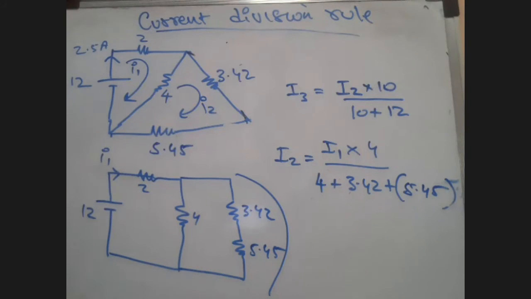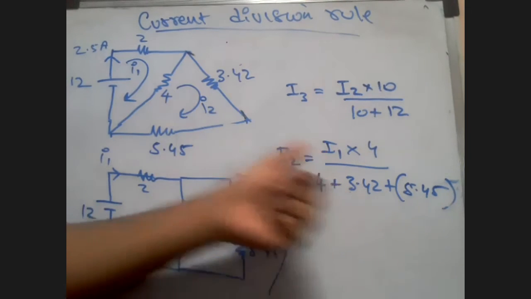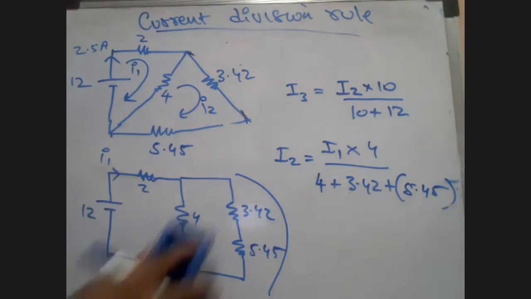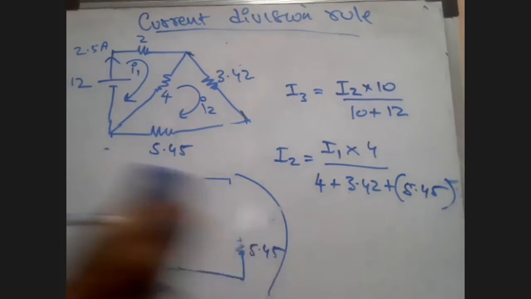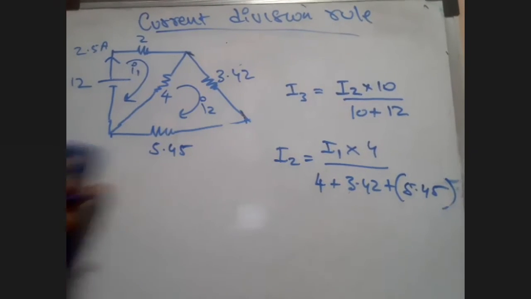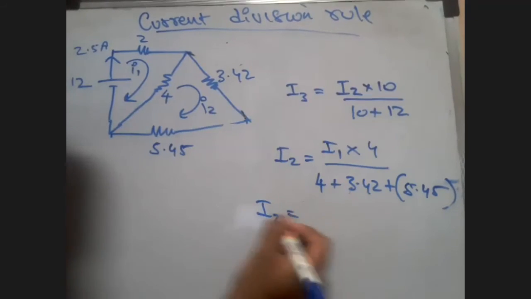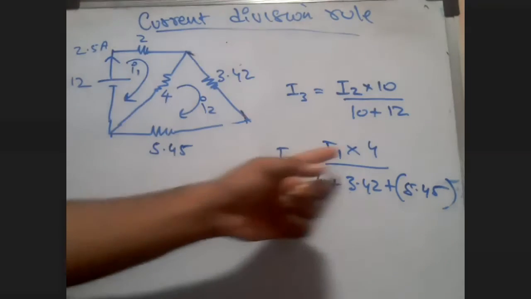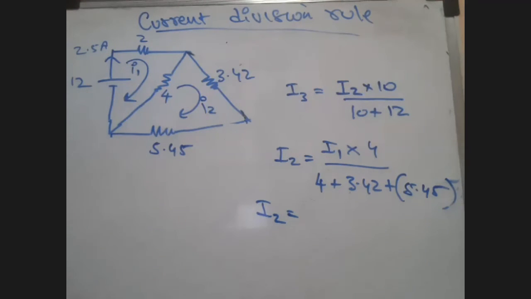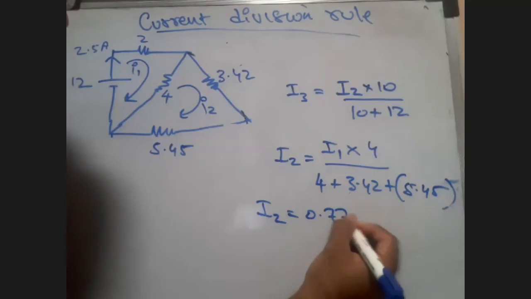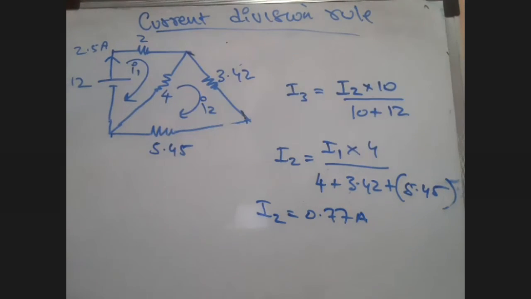Sir, so now find out. We know I1 was what? We calculated it. It was 2.5 amperes. So put that, please. What will you get? I2 will be equal to 2.5 into 4 upon 4 plus whatever you get. 0.77 amperes. Please calculate it. 0.77 amperes. Now you know what is I2.